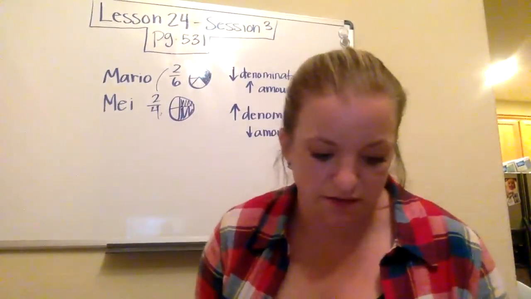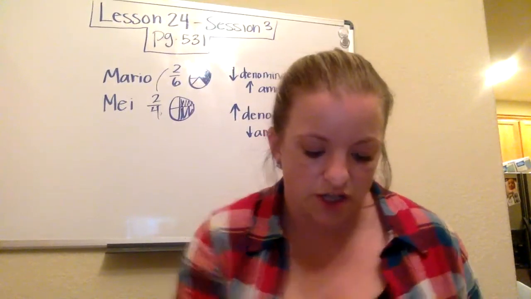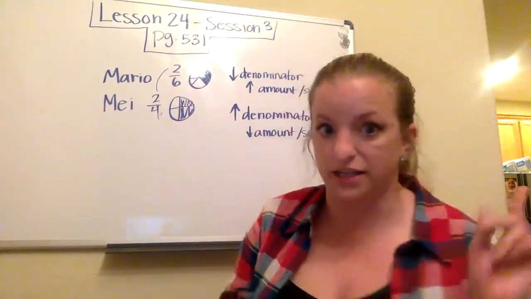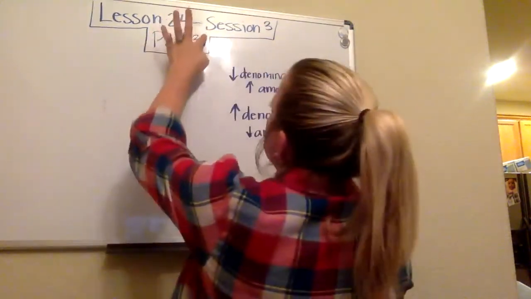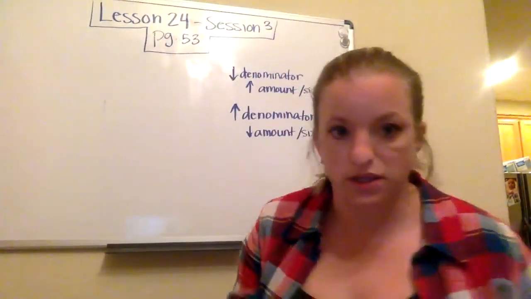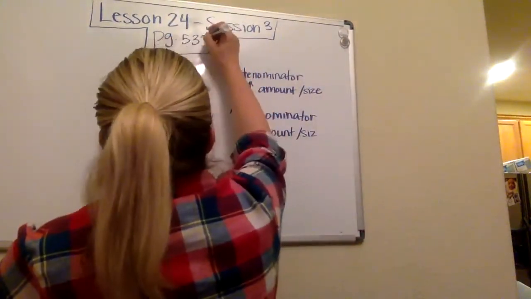Number 4, Miss Erickson makes sandwiches for her 4 children. Each sandwich is the same size. See that? Again, it's the same size. It's all equal. I'm going to keep that up there for you guys. Now I'm on page 532. I'm on the top of page 532 and I'm doing number 4.